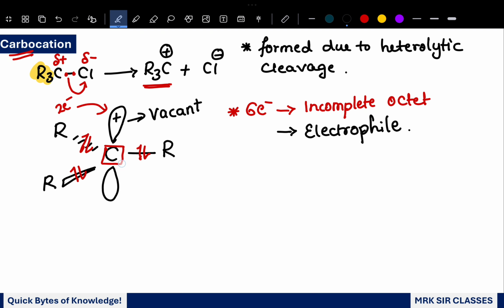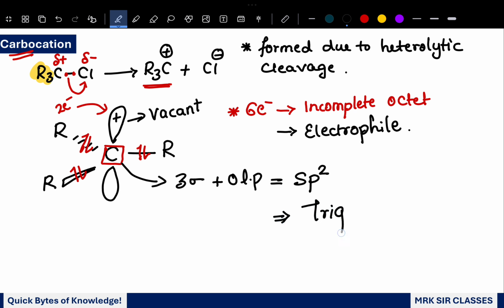Now if you see this carbon, around this it is having 3 sigma bonds and 0 lone pairs. Now if it is having 3 sigma and 0 lone pairs, the hybridization of this carbon will be sp2. And if the hybridization is sp2, its geometry will be trigonal planar. So in this case, the geometry is trigonal planar. Now if the geometry is trigonal planar, the bond angle here will be 120 degrees.